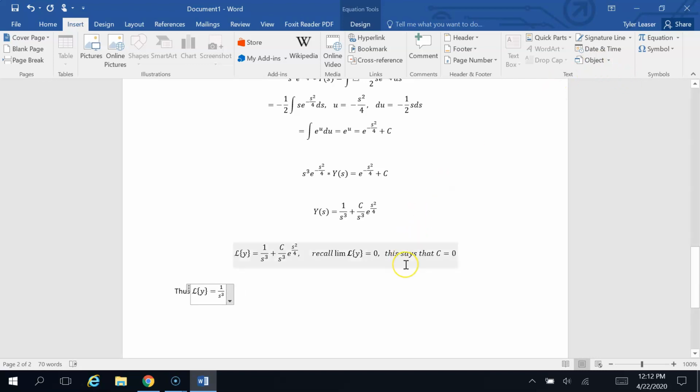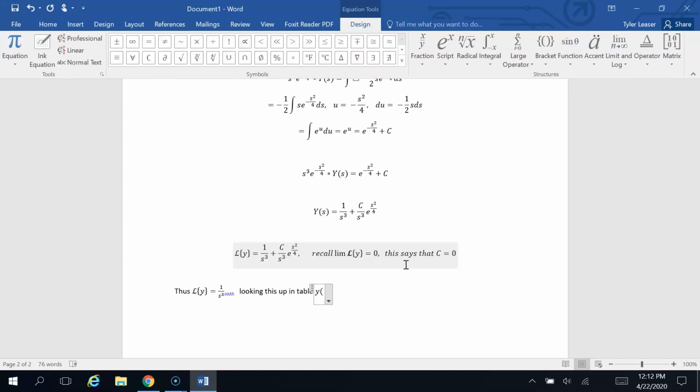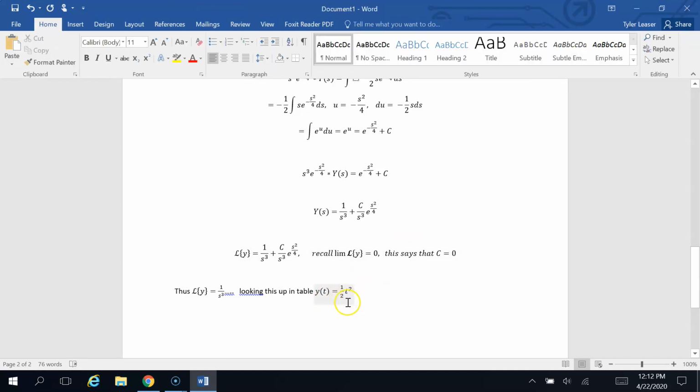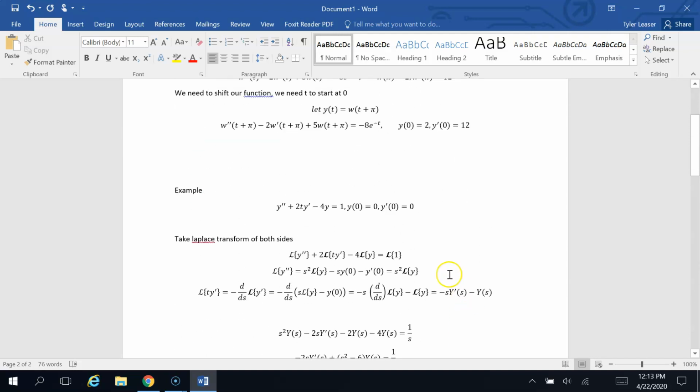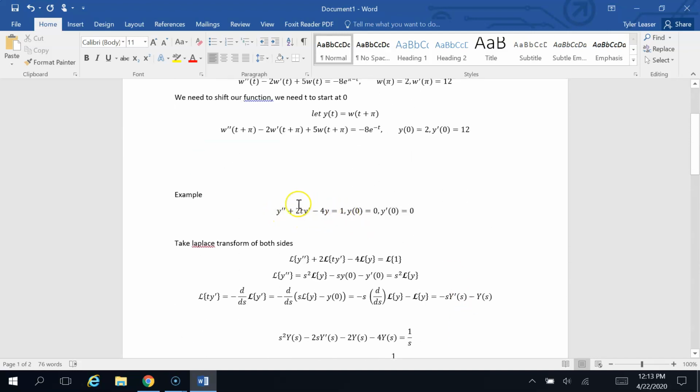And 1 over s cubed is something that you can just look up. I'm looking this up in that table. We can find the inverse Laplace operator, and the inverse Laplace operator for 1 over s cubed is 1/2 t squared. And then that's it. So that is going to be our final answer. If I take 1/2 t squared and plug that back into this differential equation, it will solve it. Not only that, it solves our initial conditions.